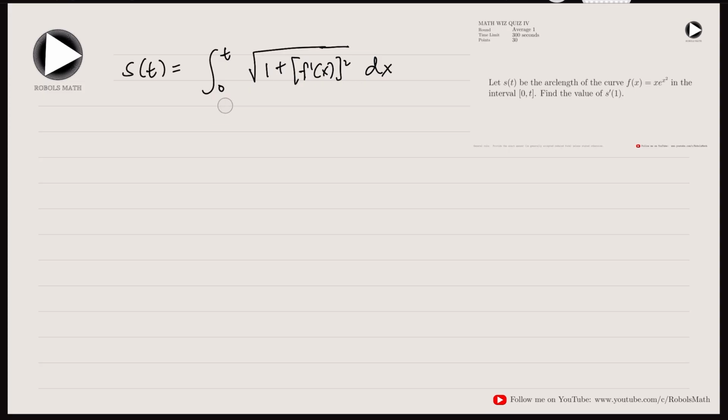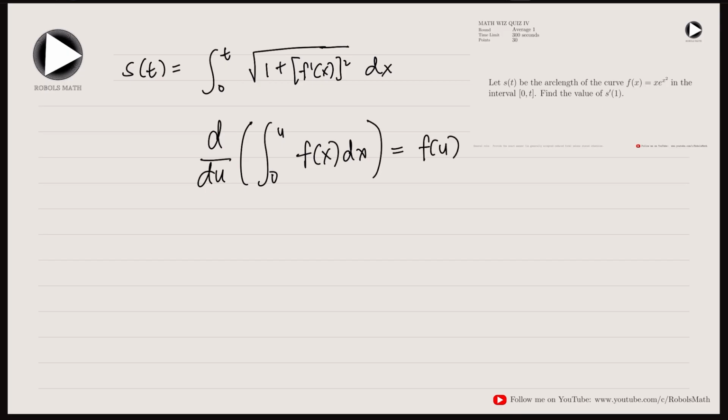And then the second concept that we would need to use here is that the derivative of an integral, let's say d du of the integral from 0 to u of f of x dx, is just equal to f of u. This is what we call the fundamental theorem of calculus.